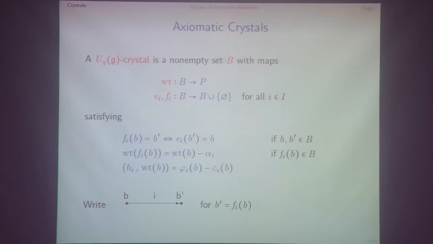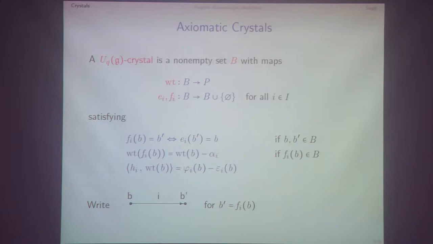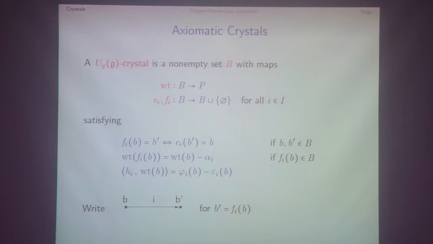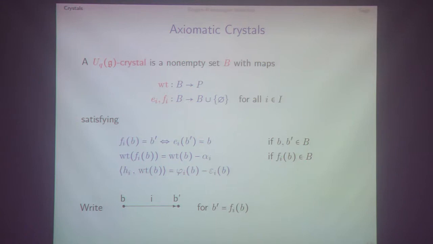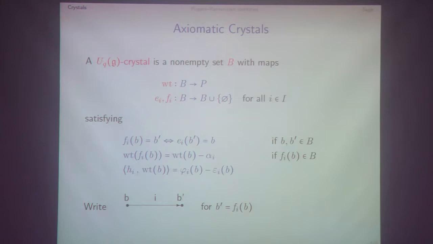Okay, and then we also have a weight function which goes from our set to P, the weight lattice that corresponds to our Lie algebra. And then you want these maps to satisfy certain relations. So for example, the E, which I didn't really define, is just the inverse of the F. That's what this relation says. But only partially, because if you annihilate, of course, there's no inverse.